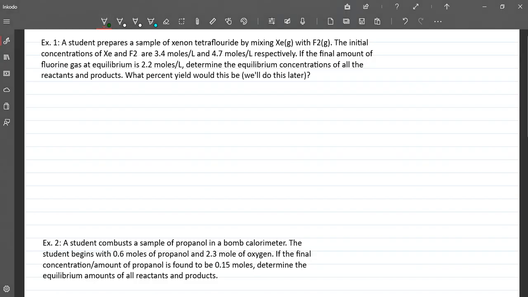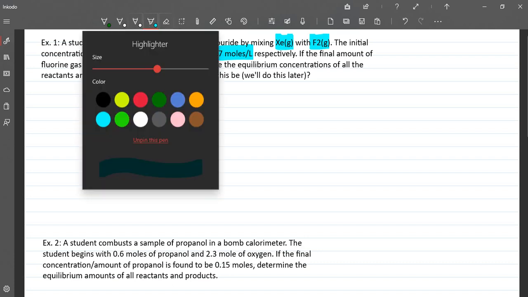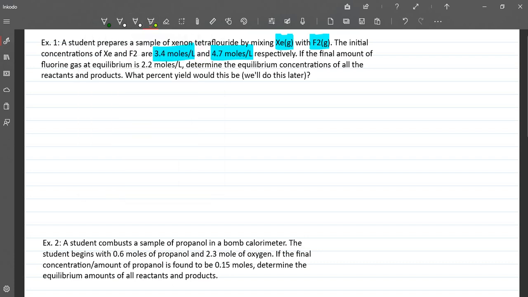Okay, so take out a highlighter. All right, so here we have a sample of xenon tetrafluoride, created by mixing these two reactants, xenon and fluorine gas, at these concentrations respectively. So here are their concentrations. The final amount of fluorine gas at equilibrium, that value is really important. So fluorine gas at equilibrium has a 2.2 mole per liter concentration. So it's asking us then to determine the equilibrium concentrations of all reactants and products.